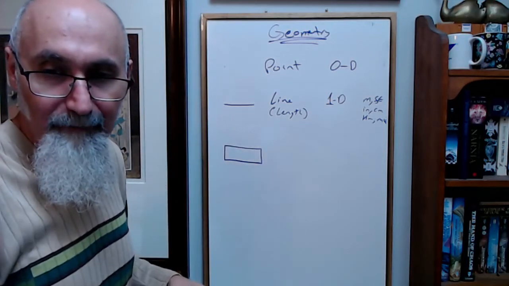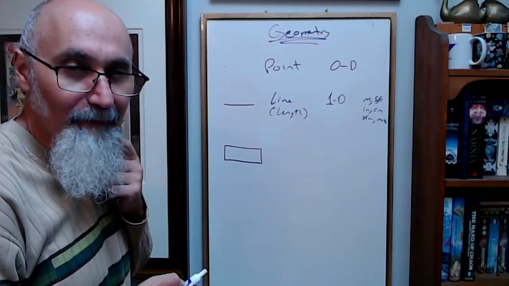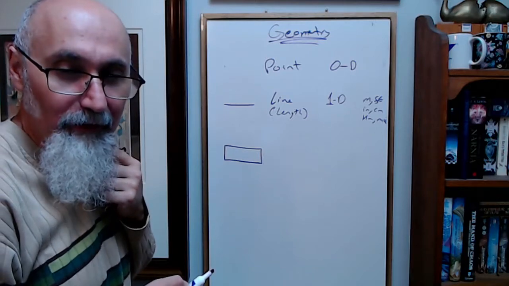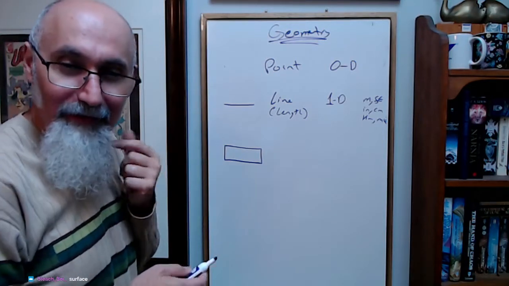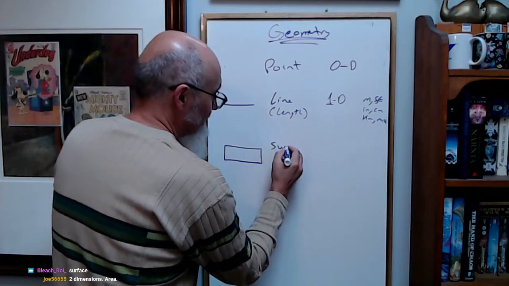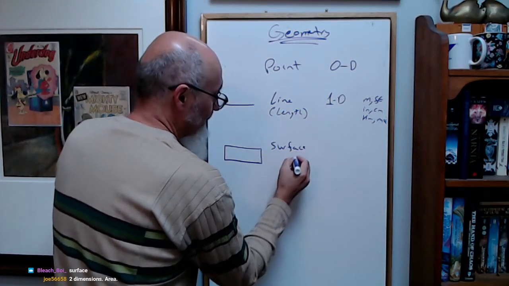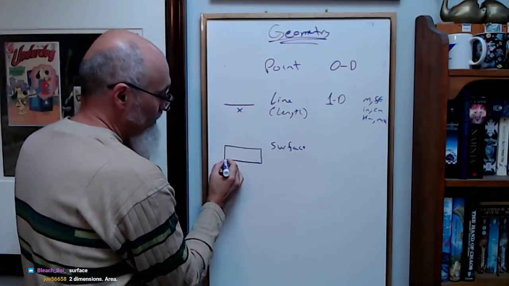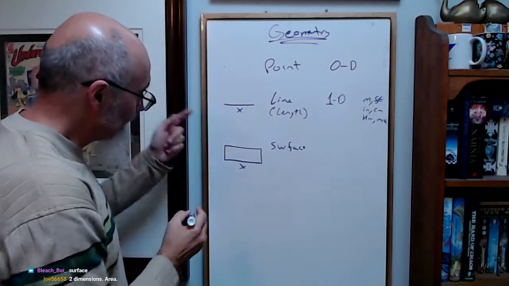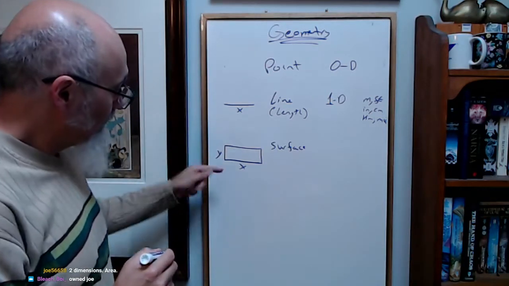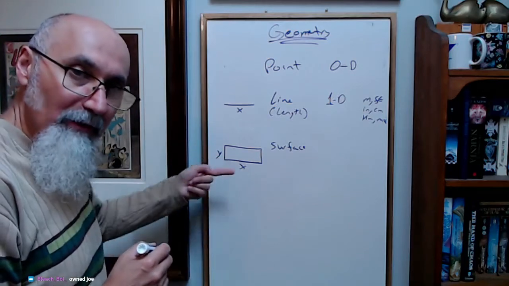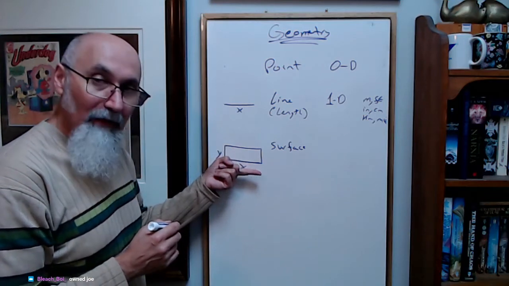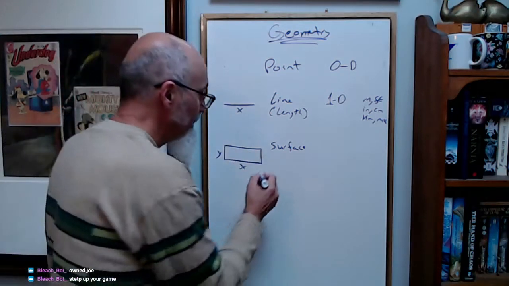What do you call this thing? There's multiple words for it, right? Surface. It's a surface. So if this was length x, and this is length y, we have two dimensions that we're going to use to figure out what the surface or the area of this thing is.